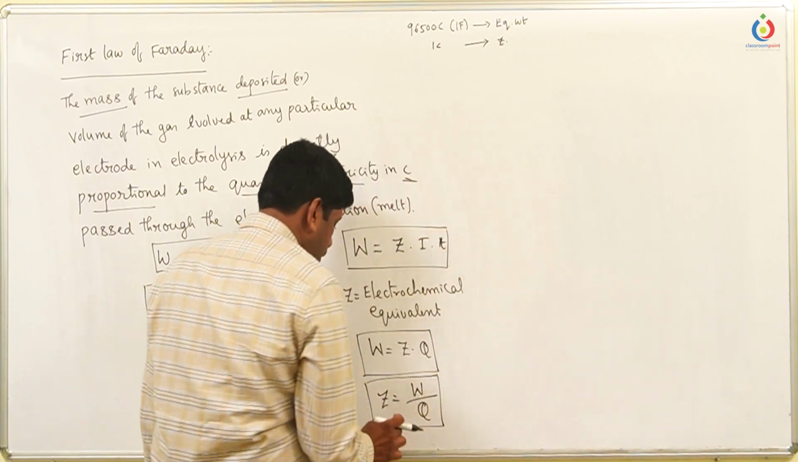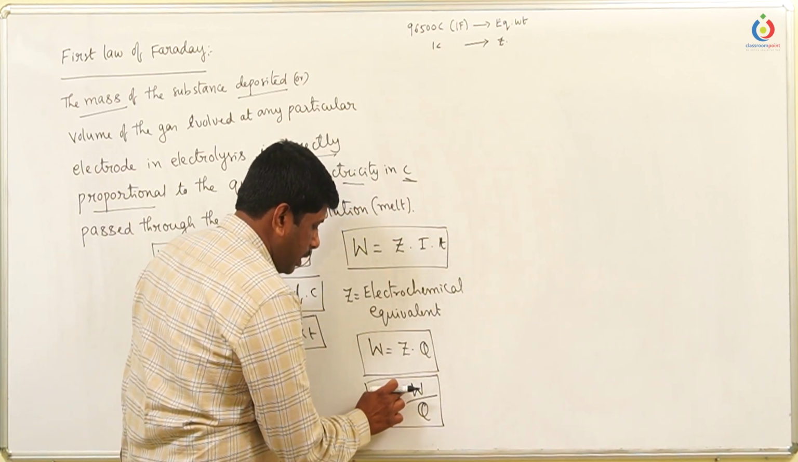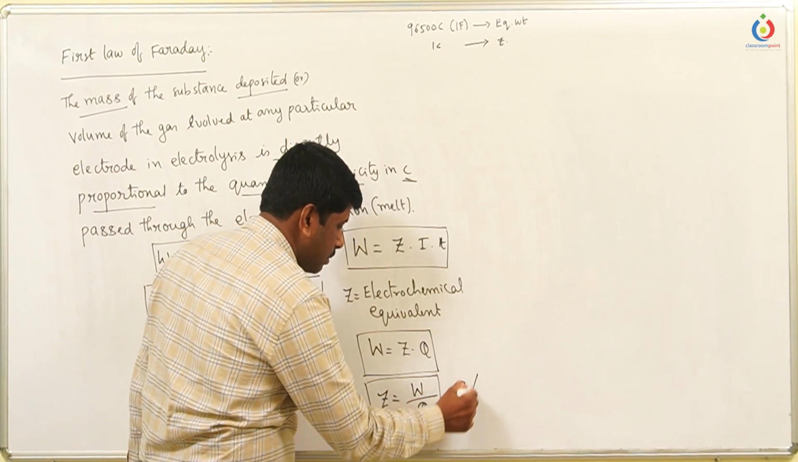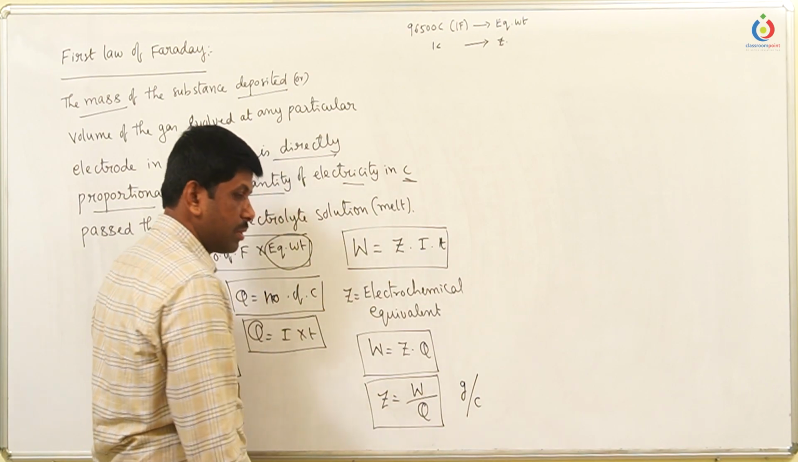Now here, what are the units of Z? It equals weight by Q. Weight here is taken in grams, and Q is in coulombs.